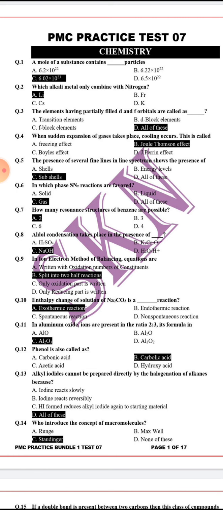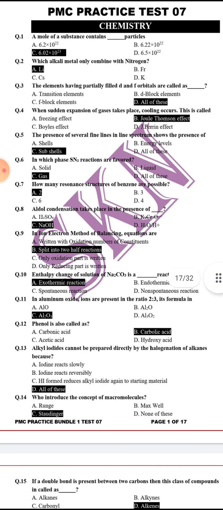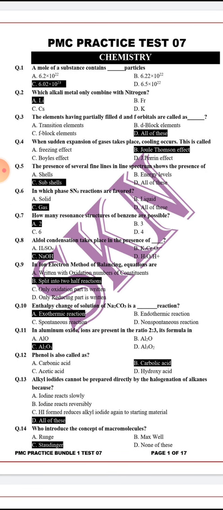And question number 6: in which phase are SN2 reactions favored? We know that SN2 reactions will only be favored in the gaseous state because the molecules will be moving more energetically in the gaseous state, so the reaction will be more favorable in the gaseous state. So the option Charlie is correct.